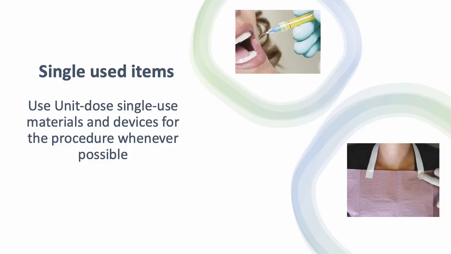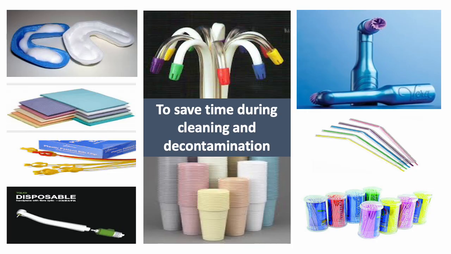During the preparation phase, try to prepare single-used items as much as you can. So try to use the single-use materials and devices for the procedure whenever possible. Choosing single-use items will decrease the time needed for cleaning and disinfection. Also, it decreases the chance of contamination. Examples are disposable air water syringe tips, disposable suctions, cups, trays, aprons, and so on.